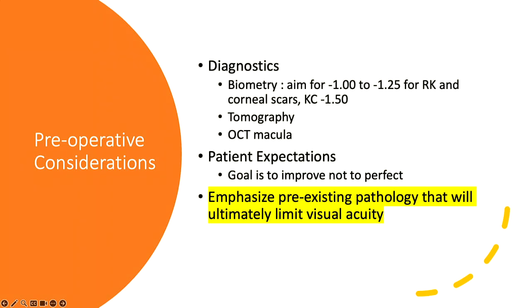Diagnostics, when we get biometry, I aim for about a -1 to -1.25 for post-RK patients. This is with a small aperture lens and also for corneal scars. For keratoconus, I do a little bit more myopia in the -1.50 to -2 range. I always get tomography and again the OCT of the macula.